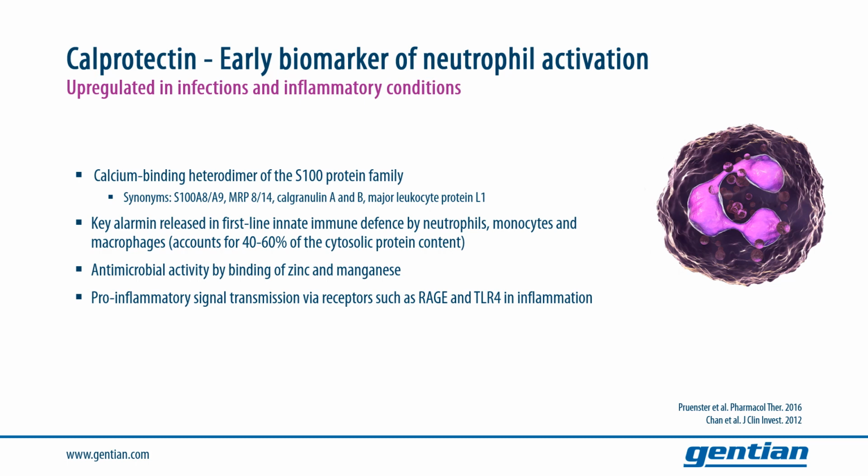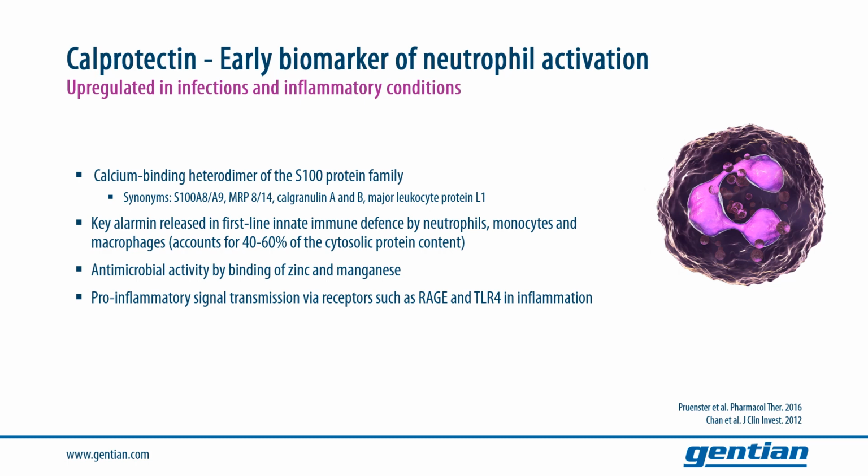Calprotectin is mainly expressed by phagocytes like neutrophils, monocytes, and macrophages, and it makes up a large proportion of the cytosolic proteins in these cells. It is a key alarmin released in the first-line immune defense as a response to infections and non-infectious inflammation. The antimicrobial activity of calprotectin is mediated by the sequestration of zinc and manganese from the bacterial environment, thereby starving the pathogens. Calprotectin is also a pro-inflammatory transmitter, mainly by binding to two receptors, RAGE and toll-like receptor 4, driving the progression of inflammation.